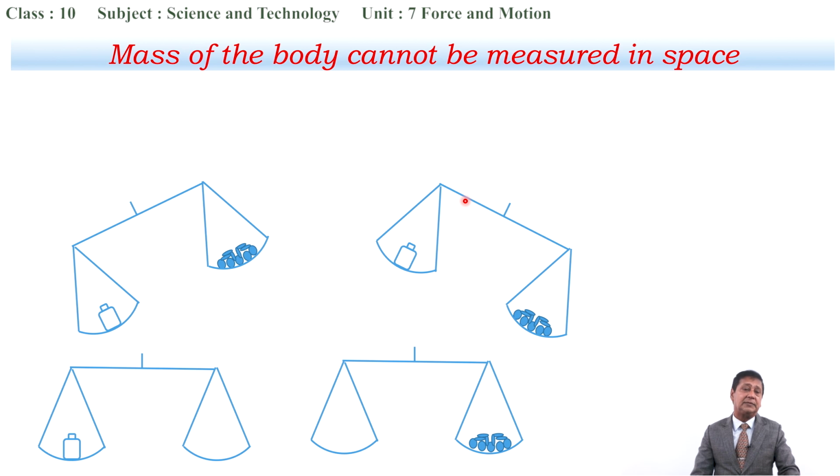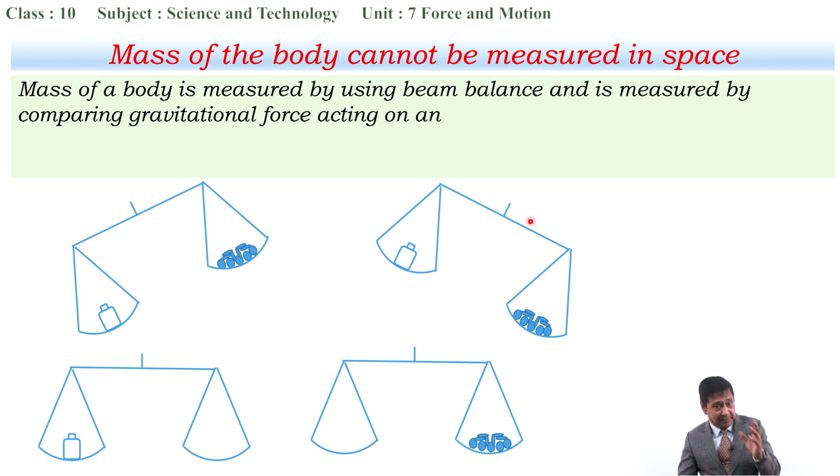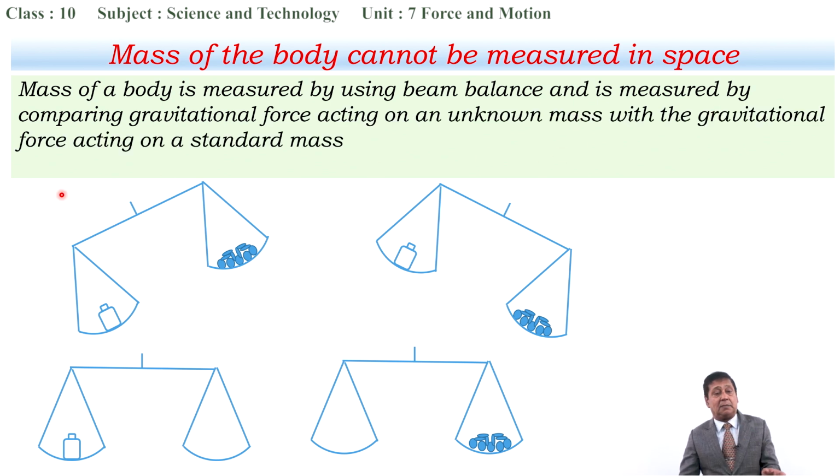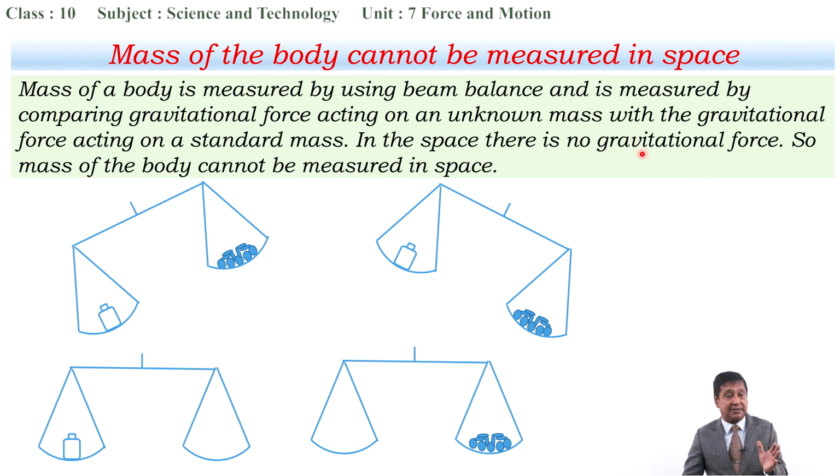Okay, if the same is a question for you, you can say like this: mass of a body is measured by using a beam balance, and it is measured by comparing the gravitational force acting on an unknown mass with the gravitational force acting on a standard mass. In space, there is no gravitational force at all. So, the mass of the body cannot be measured in space. We can answer like this. We can argue like this.